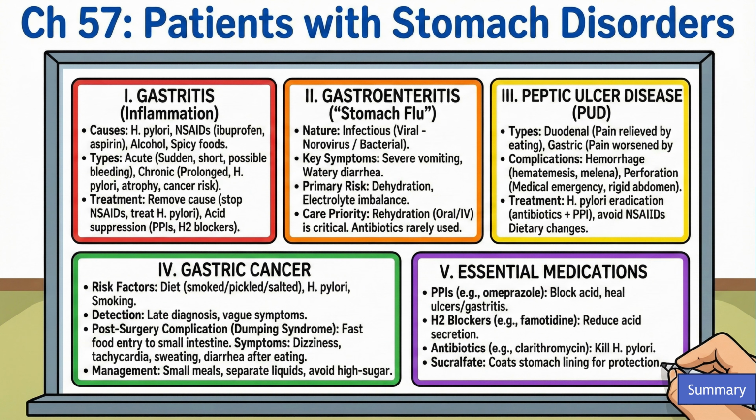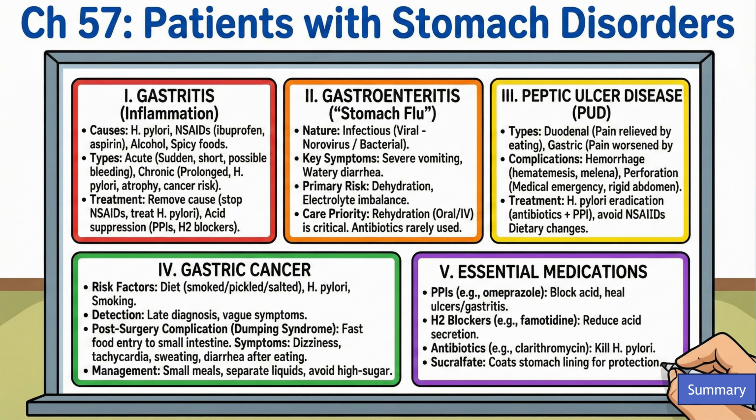Lastly, we have gastric cancer. For epidemiology, its incidence varies by region, higher in East Asia. Risk factors include H. pylori, smoking, and a diet high in smoked and salted foods. We know that chronic inflammation, often due to H. pylori, causes cellular changes leading to dysplasia and adenocarcinoma.